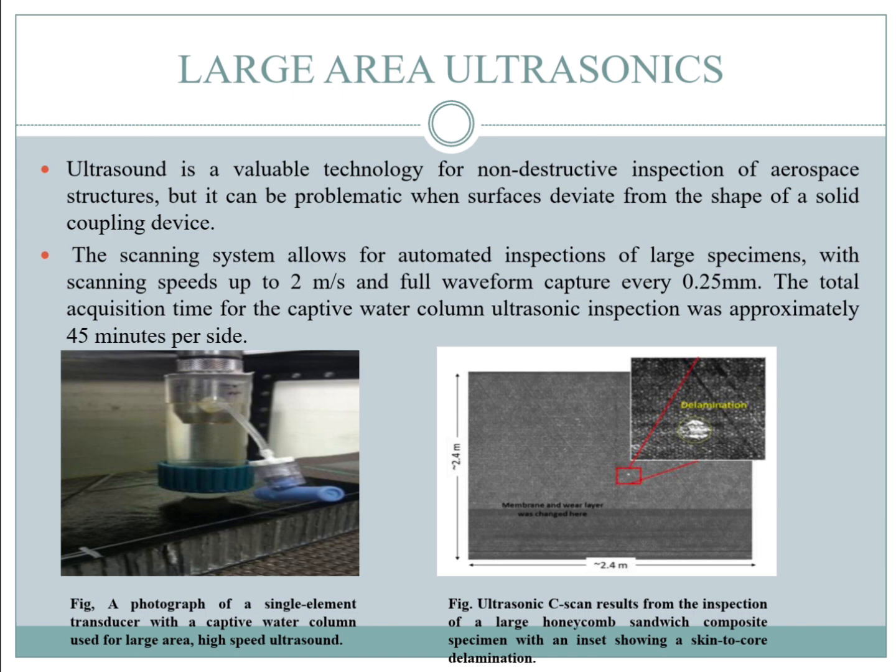Ultrasound is a valuable technology for non-destructive inspection of aerospace structures, but it can be problematic when surfaces deviate from the shape of a solid coupling device. NASA has chosen to implement a captive water column coupling approach for large area and high-speed applications. This method uses a watertight probe housing with a flexible membrane to capture water and mechanically scan the inspection surface.